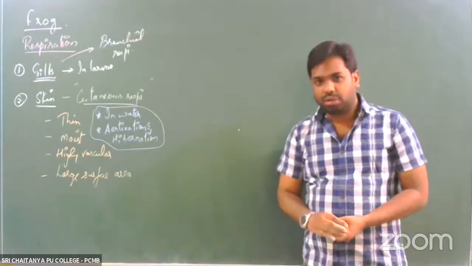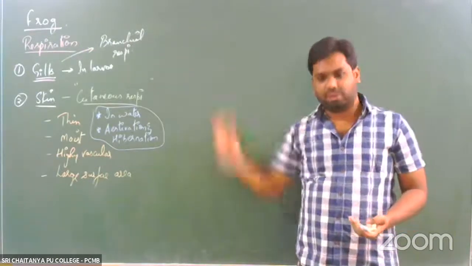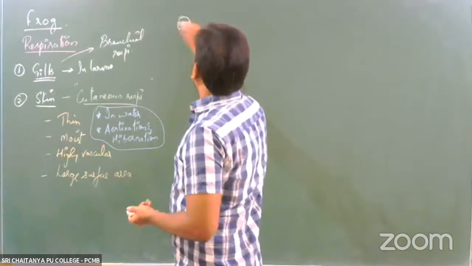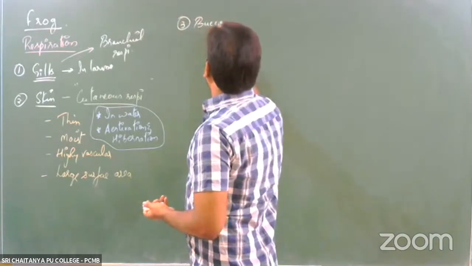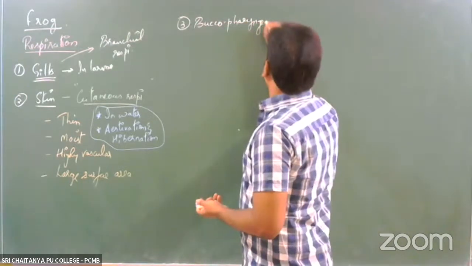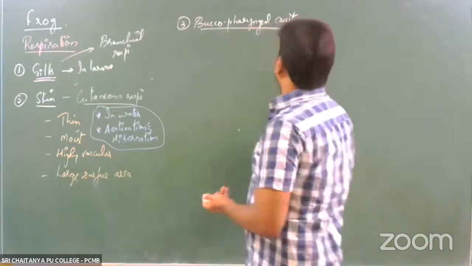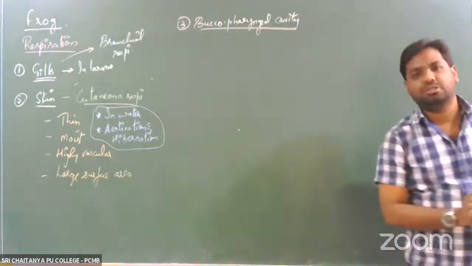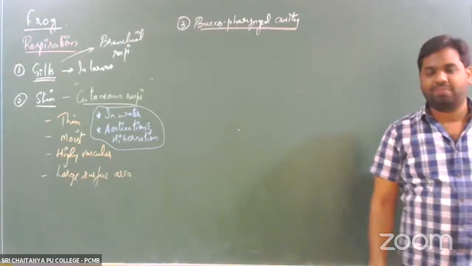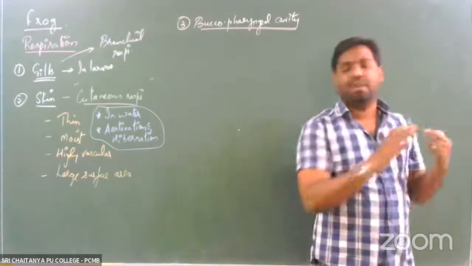The second organ which is utilized by these organisms for respiration. Now moving on to the third structure, what they use is something called the buccopharyngeal cavity. They use the buccopharyngeal cavity as the third structure for respiration. Now, what exactly is this buccopharyngeal cavity? It is the cavity present joining the buccal cavity as well as the pharynx region.